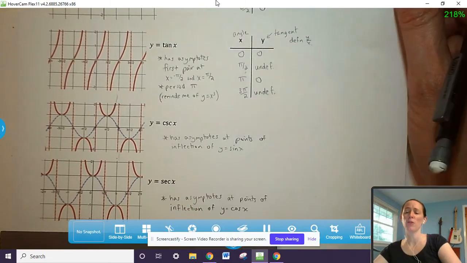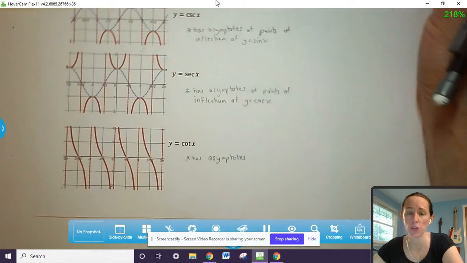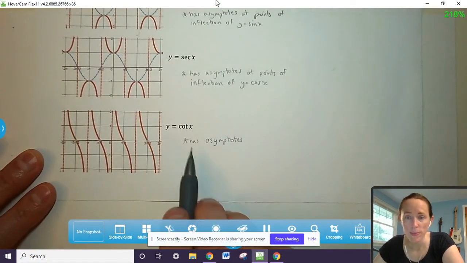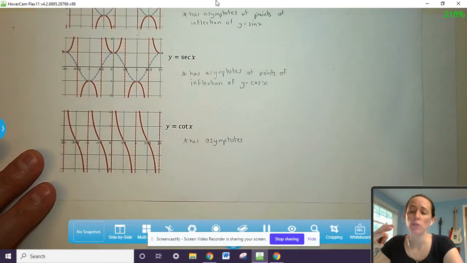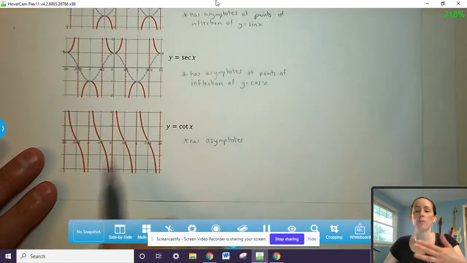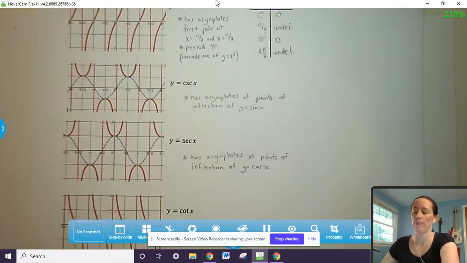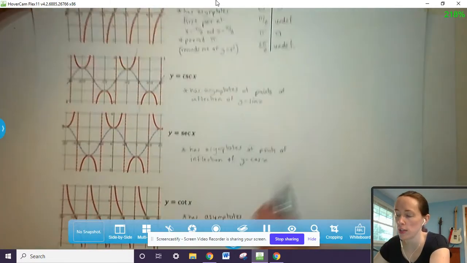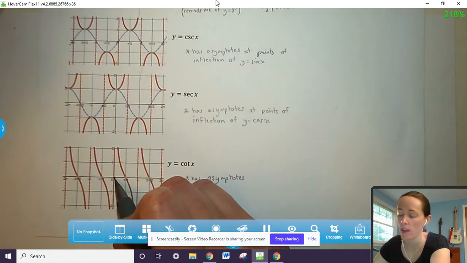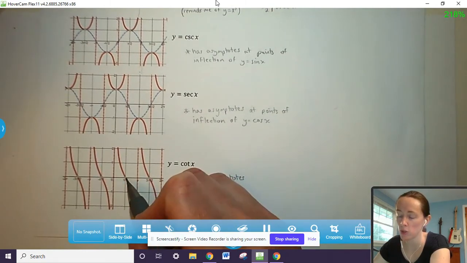We barely saw cotangent this year. You're barely going to see it next year. But here's what cotangent looks like. It has asymptotes. I didn't even write down for you, but if you want to include in your notes, you can, that the asymptotes and intercepts switch from tangent and cotangent. So wherever tangent had an x-intercept, cotangent has an asymptote. And wherever tangent had an asymptote, like pi over 2, cotangent has an x-intercept.